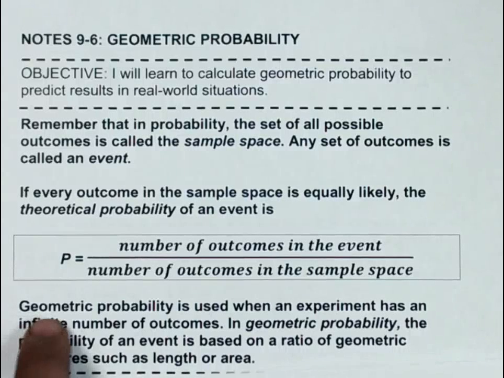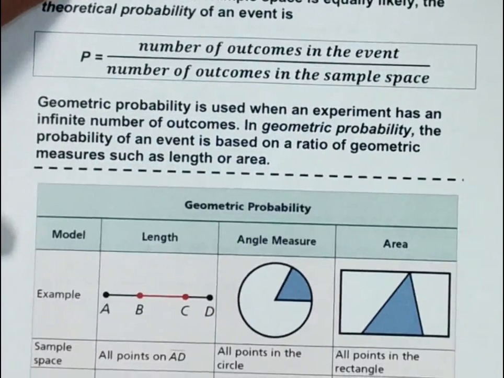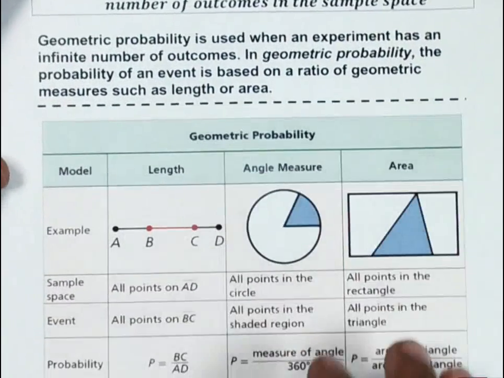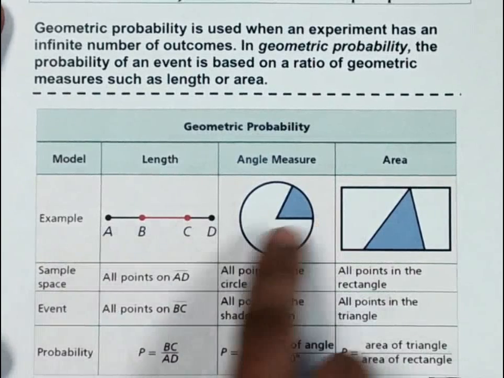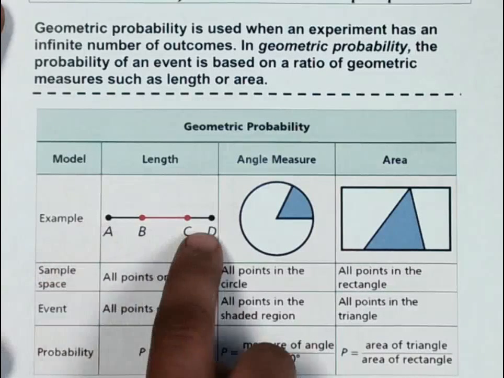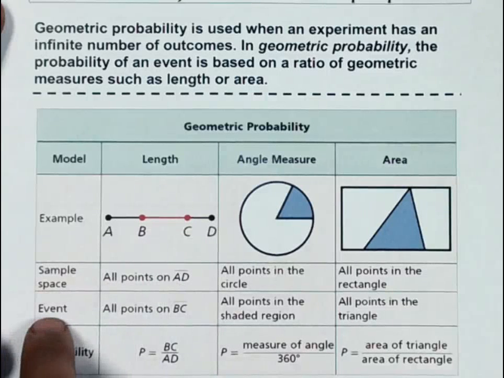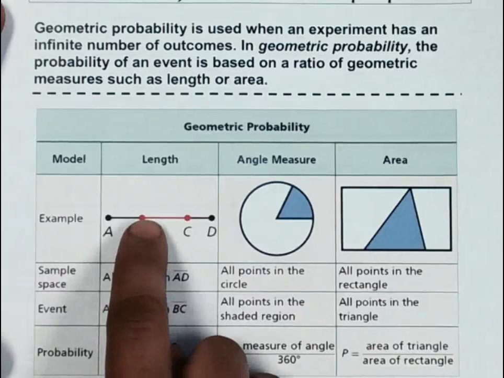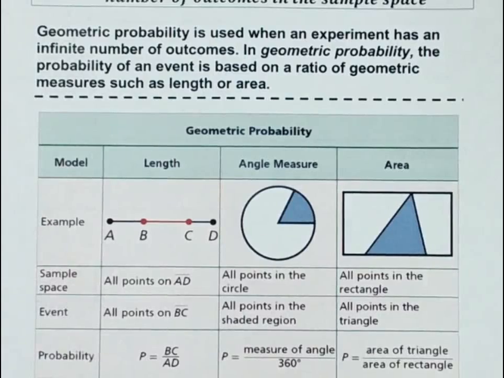We're going to use what's called geometric probability, which is based on a ratio of geometric measures such as length or area. I gave you a quick little snapshot, a little table of some examples of what geometric probability is. For this segment AD, all the points on segment AD would be the sample space. An event will be the points that are on BC. So the probability of landing on BC would be the distance from B to C over the distance from A to D. Those are the things we're going to be looking at today.